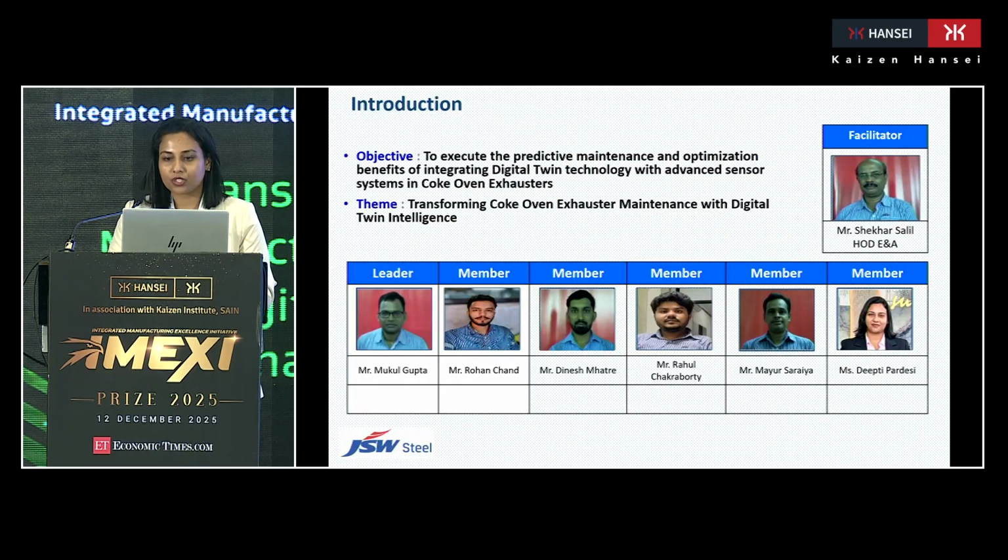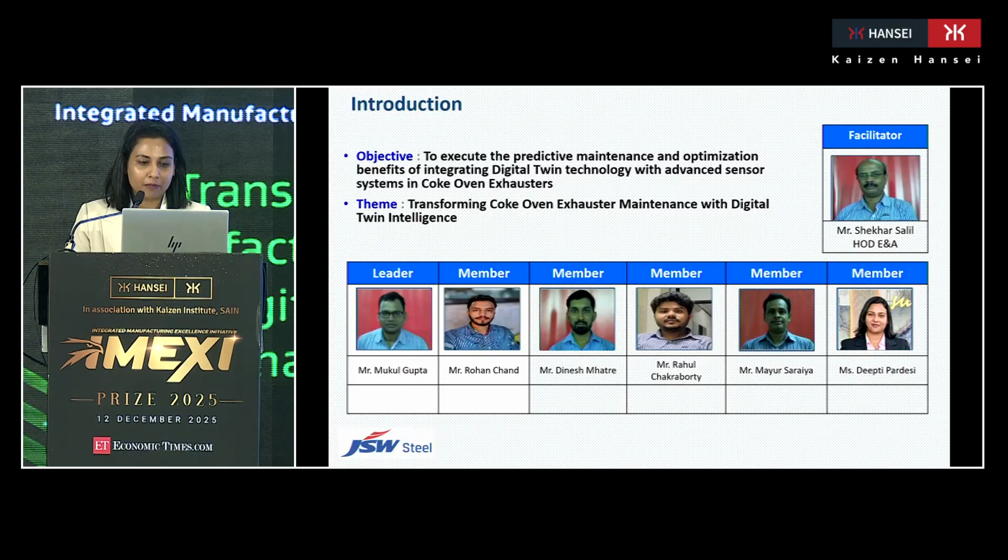Regarding the team composition, our facilitator is Mr. Shekhar Salil. Our leader is with us, Mr. Mukul. Member, Mr. Rohan, he is also with us. Mr. Dinesh, Mr. Rahul, Mr. Mayur, and self, Pardesi.